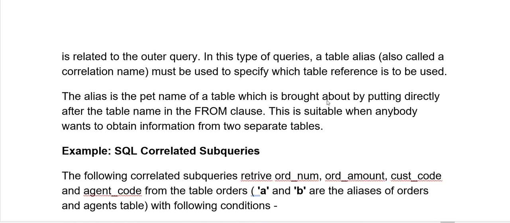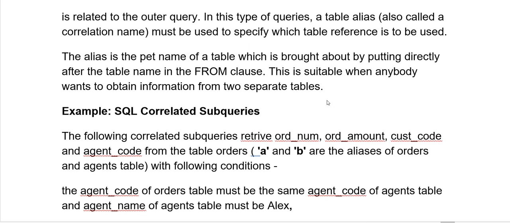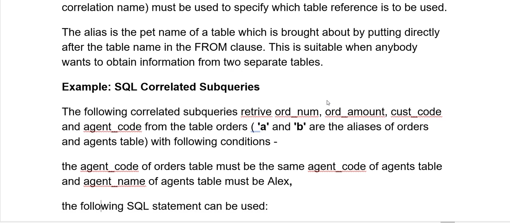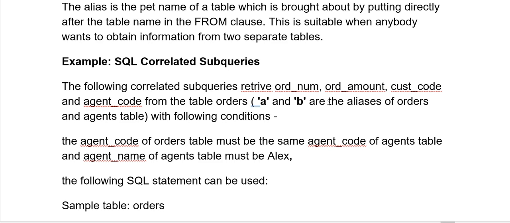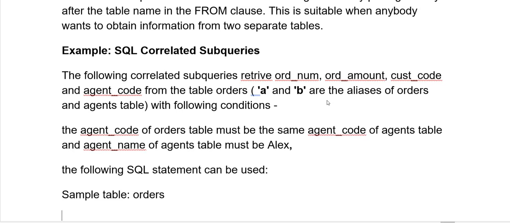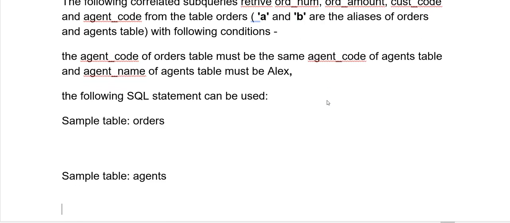Example of the SQL correlated subqueries: the following correlated subquery will retrieve order number, order amount, customer code and agent code from the orders table. A and B are the aliases of the orders and the agent tables, with the following conditions. The agent code of the orders table must be the same as the agent code of the agent table, and the agent name of the agent table must be Alex.